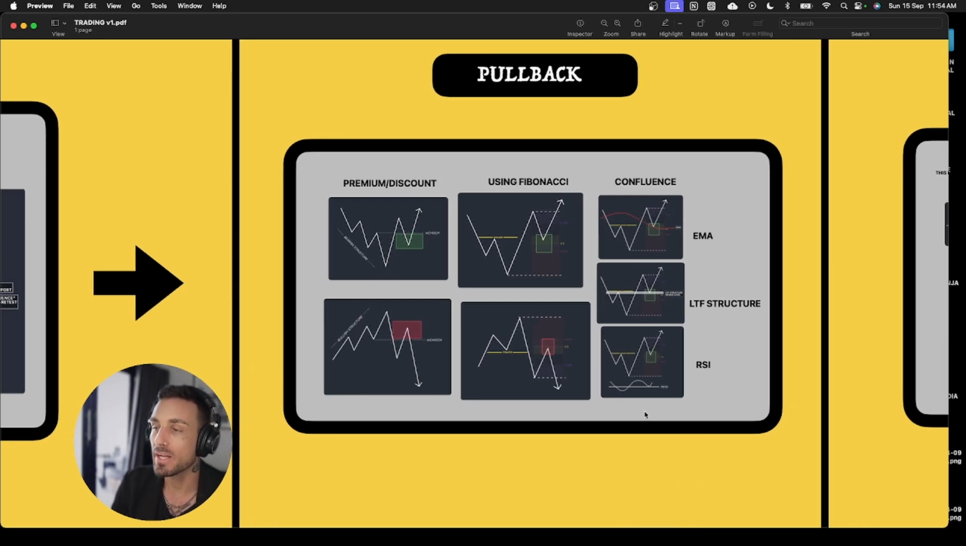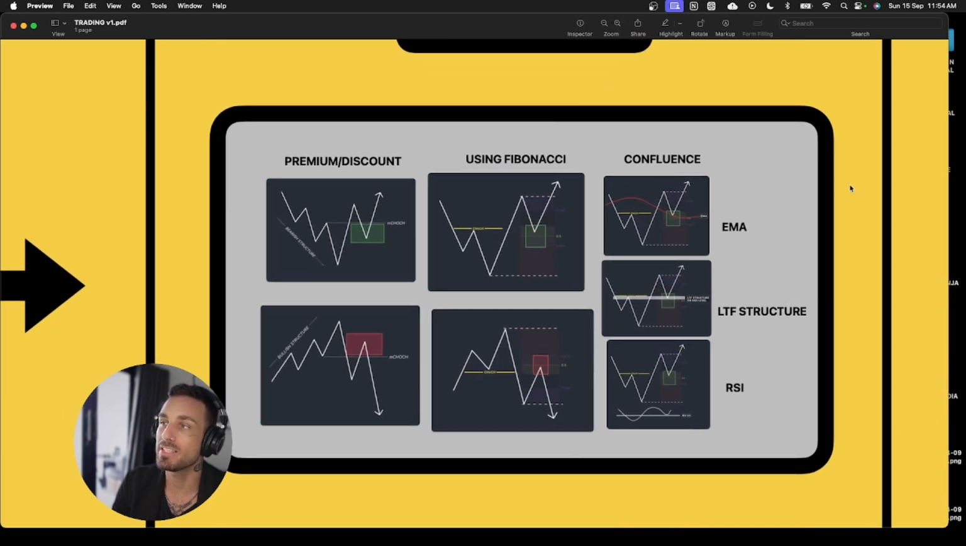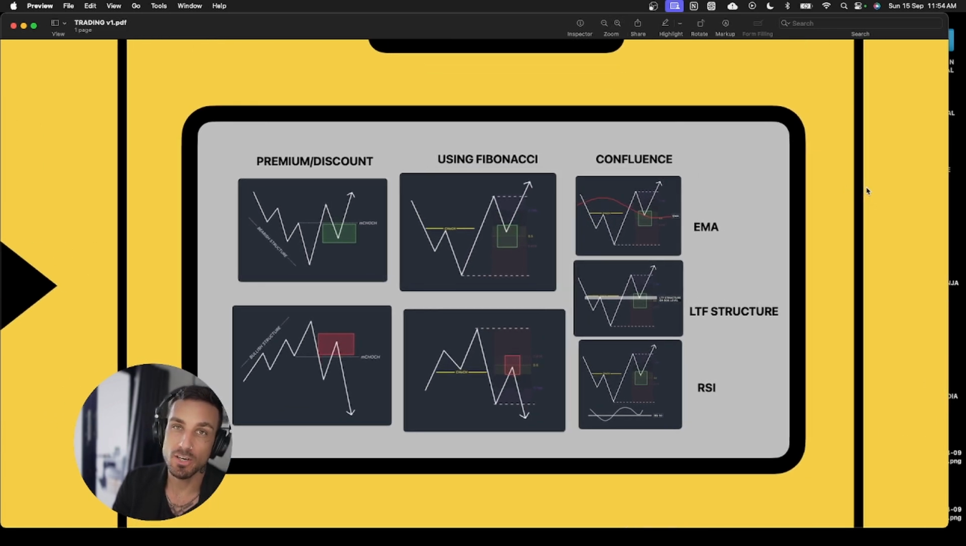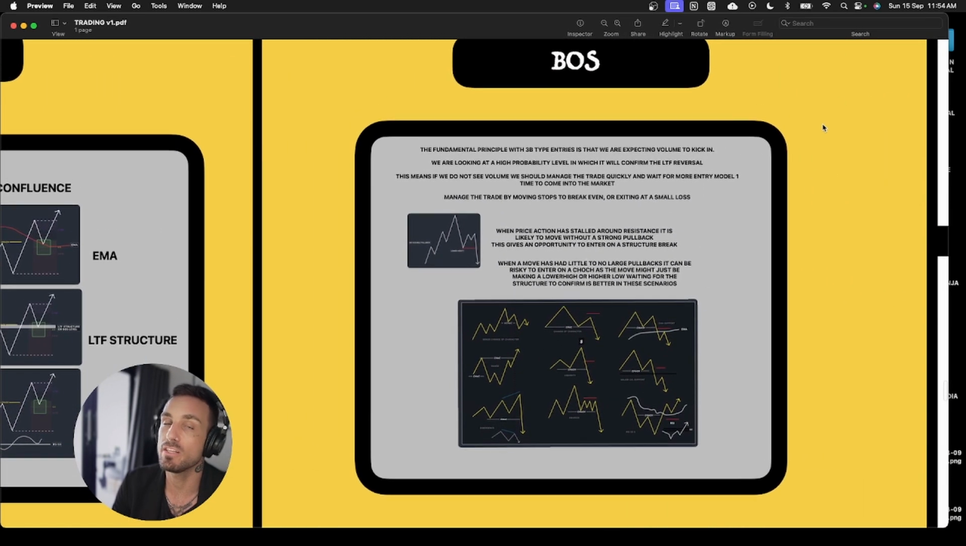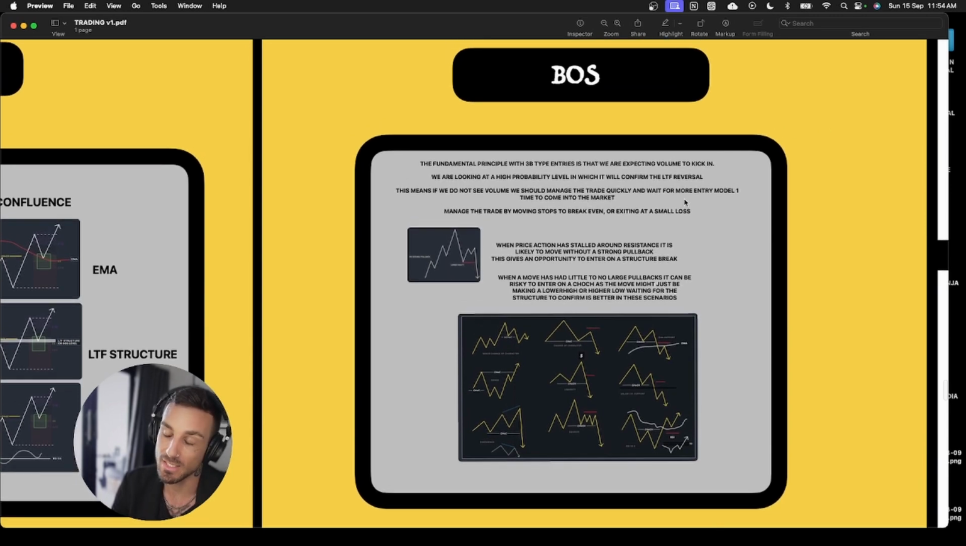That pullback, we're going to observe price action, and we're going to look for an area of confluence where we believe that some form of support or resistance is going to aid us in creating a good risk management structure. So basically it can be EMAs, low time frame structure, the RSI, or I use a Fibonacci measurement tool to find out where the value area might be. I'll be walking through a trade that I made earlier this week to further demonstrate all these ideas.